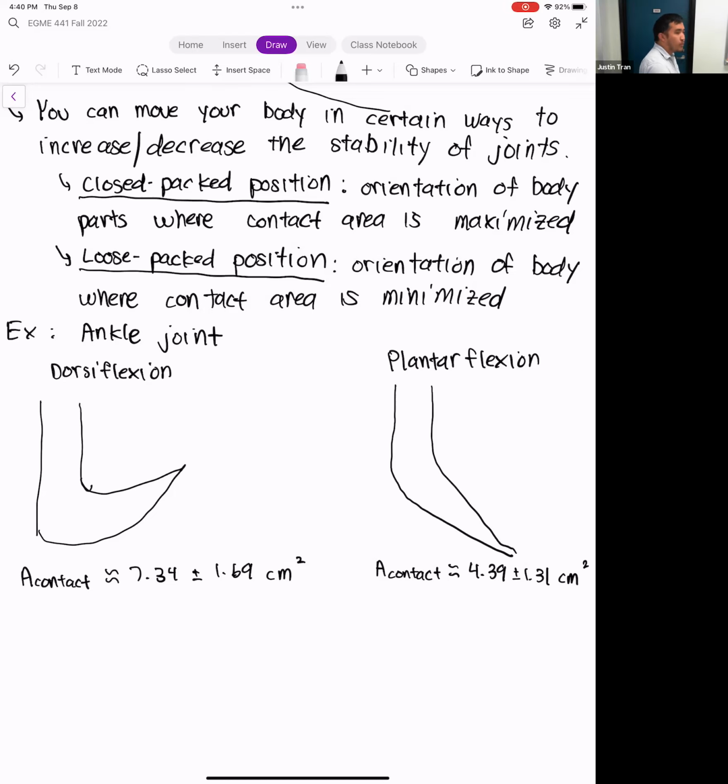Right. And so generally the idea is that the difference between closed pack positions and loose pack positions is that if you're acting in a certain way, or your muscles are acting in a way that pushes your joint together, in other words, there's a compressive force at your joints, that's going to give you more stability because you're literally pushing the bones together and you're increasing the contact area.